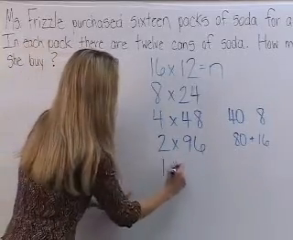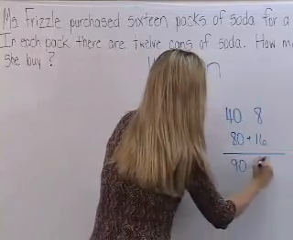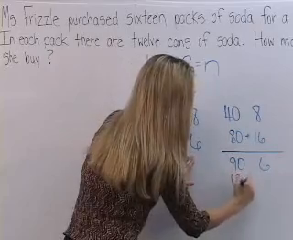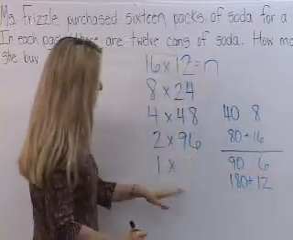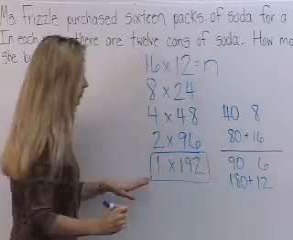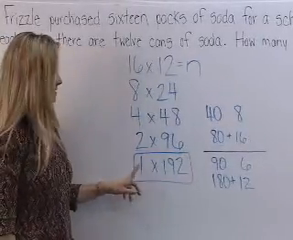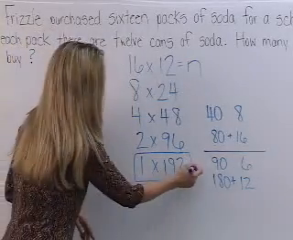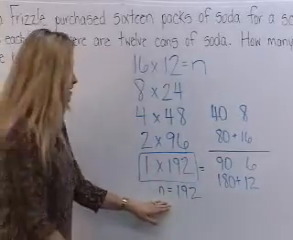Half of 2 is 1. And in doubling 96, I could use decomposition to help me double a number of this size. 90 doubled would equal 180. 6 doubled would equal 12. 180 plus 12 equals 192. I'm left with this problem, 1 times 192, which with multiplication means that I have one group of 192, which would equal 192. So we have now solved for n equals 192.